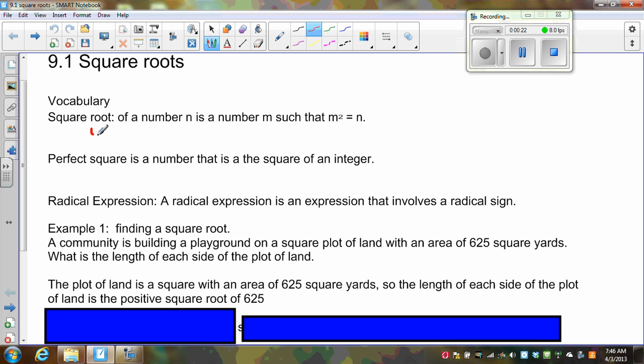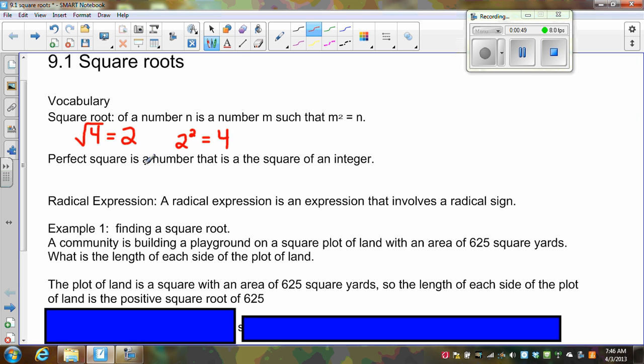So if I said 4, the square root of 4 is equal to 2, because 2 squared equals 4. So the square root is the inverse operation of squaring a number. It's saying what times itself equals the number in this square root.